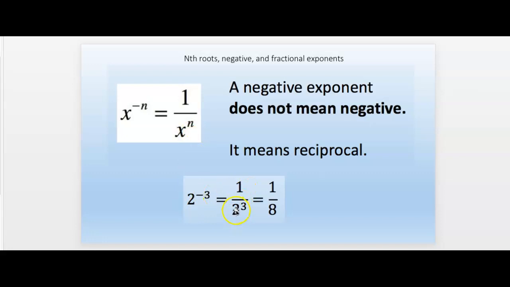over 2 cubed, or 1/8. All right, 2 times 2 times 2 is 8. That's what that means, guys, all right? It doesn't really mean negative 1/8. It just means 1 over. If we wanted to make this a negative, we put the negative in front.